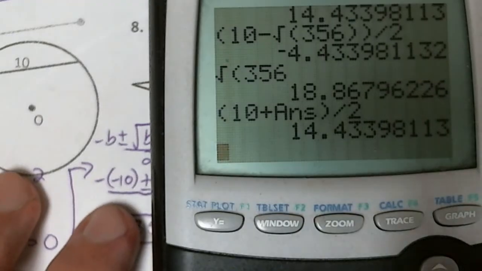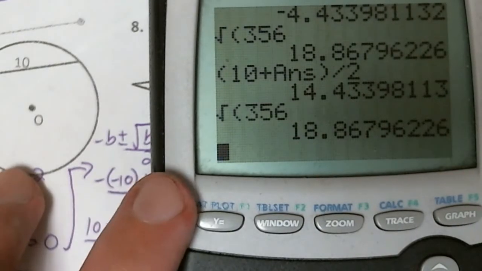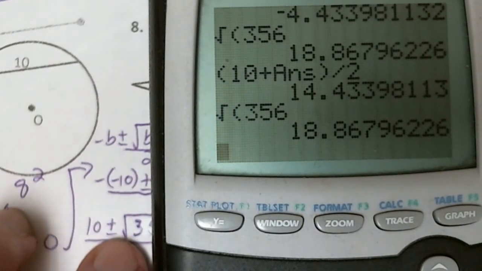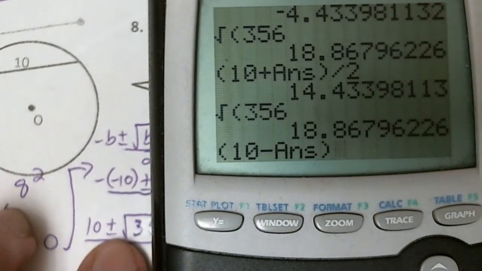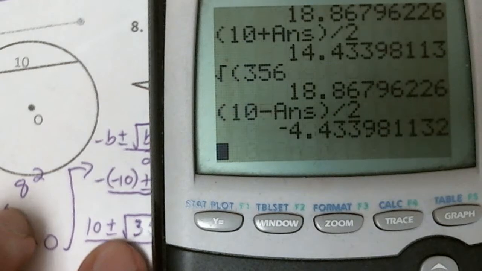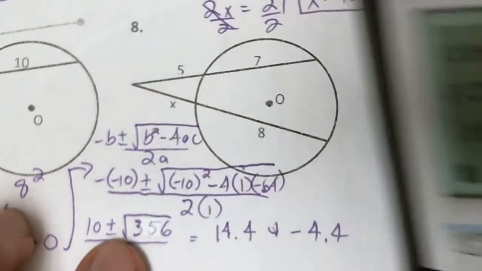Let's do it the other way. Square root of 356, I take that number. I'm going to do 10 minus that number. So 10 minus second answer. Now this time I only need one set of parentheses, divided by 2. That gives me that negative 4.43 number.